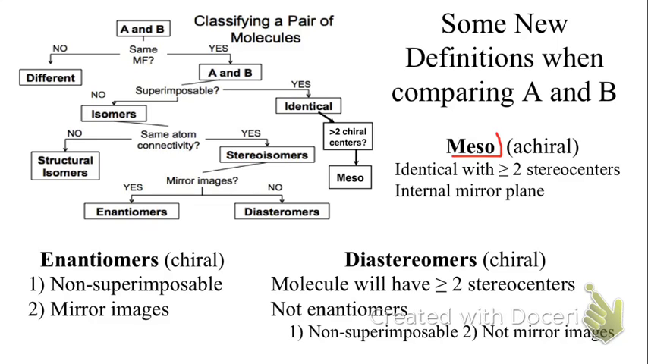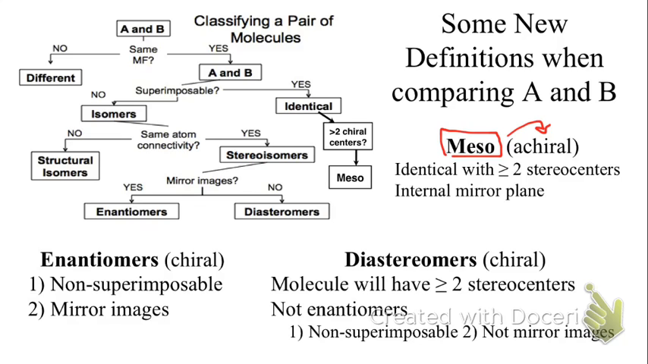Your meso compounds, you'll notice, will always be achiral. By definition, they are superimposable mirror images, which means they have to be achiral. Okay. The one thing that's going to help you, or a couple things that might help you with meso compounds, is you will notice that they are an identical comparison between your two structures, and they will have at least 2 stereocenters.